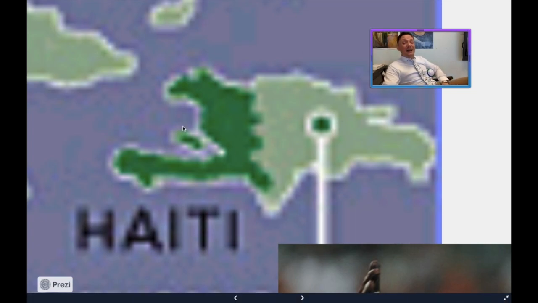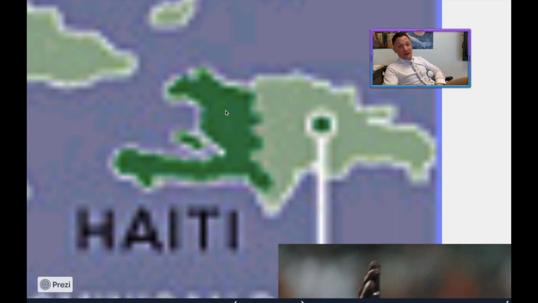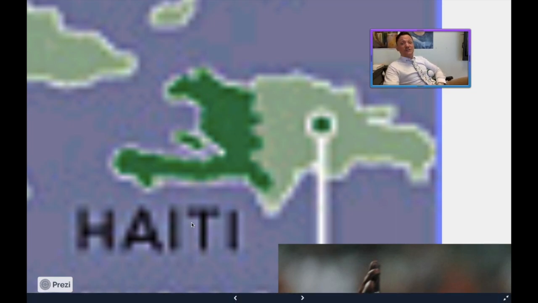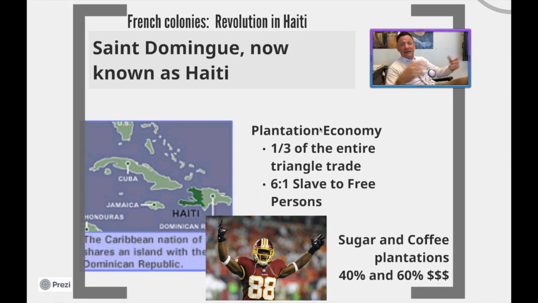The entire island together, contiguously, is called Hispaniola, right? Hispaniola had two colonies on it, right? It had Saint-Domingue right here, which is now known as Haiti, and it also had Santo Domingo, which is now known as the Dominican Republic, right? So the French owned this half, and the Spanish owned this half, right?